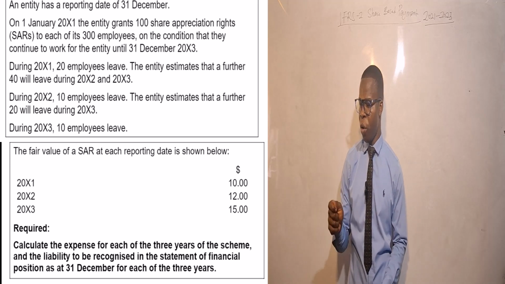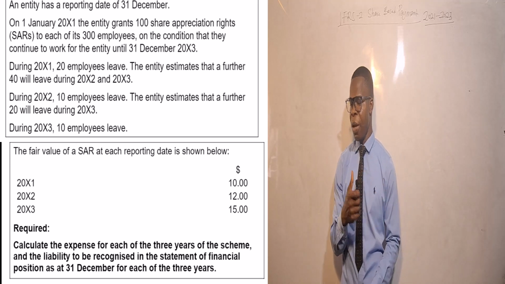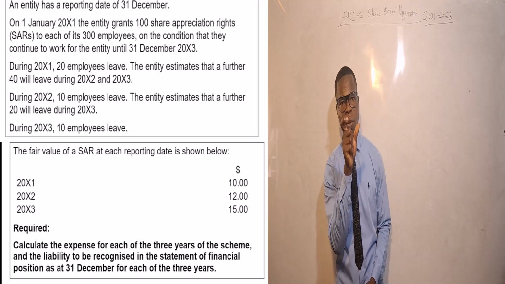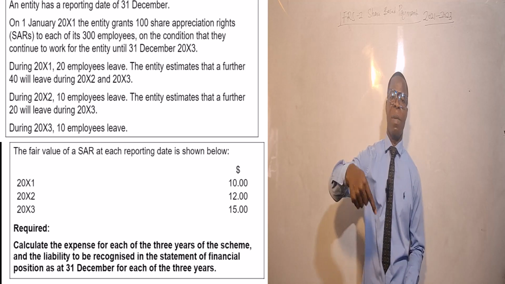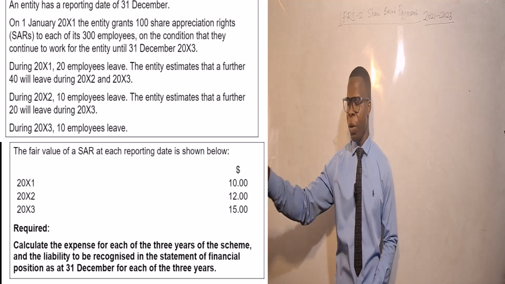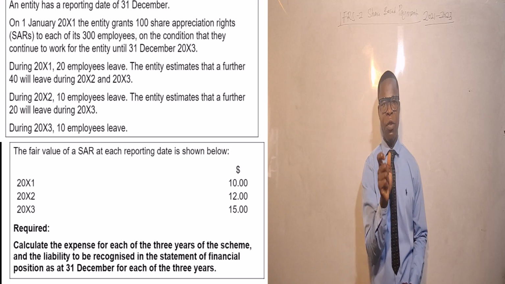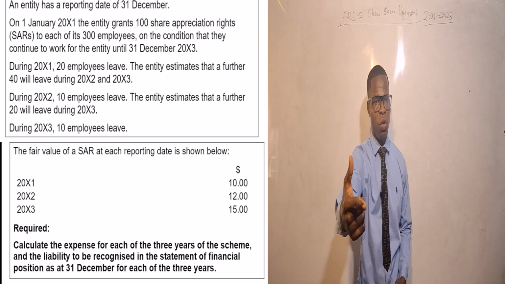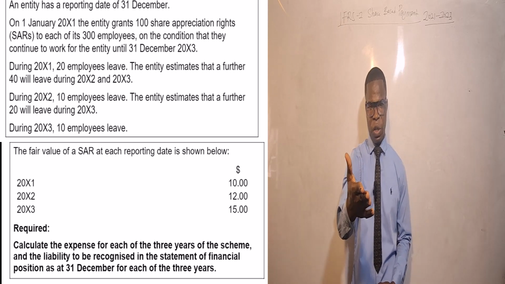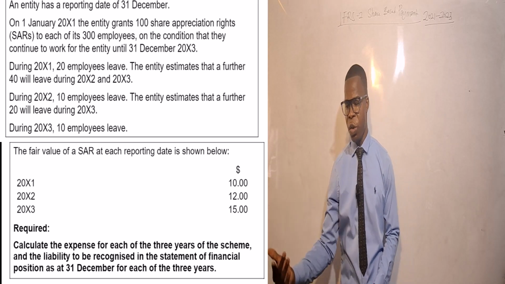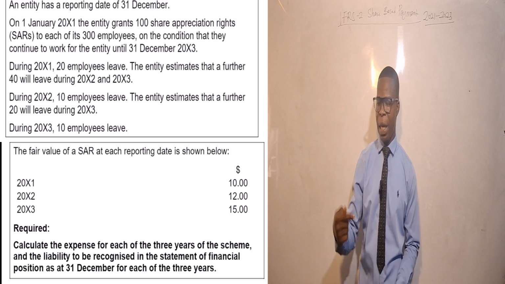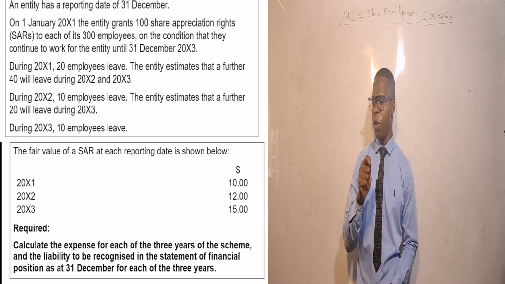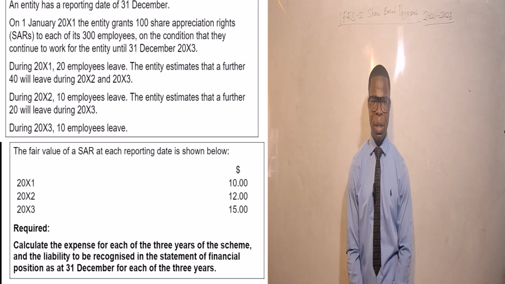They said on the condition that they will work, we've established that during 2021, 20 employees leave. You have to take note of those who actually leave and those who are expected to leave in the subsequent 2 years. So 20 employees leave in 2021, and the entity estimates a further 20 leaving in 2022 and 2023. Then during 2022, 10 employees leave, and they expect that a further 20 will leave in 2023. During 2023, 10 employees actually leave.